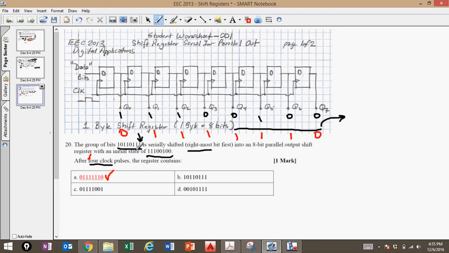I hope this gives you a better picture of how to perform this valuable function. It's important that you read carefully so that you know how the bits are going to be shifted in, so that you know where to start your shifting process. Are they going to be using the rightmost bit first or the leftmost bit? And also how to interpret the initial state of the shift register.